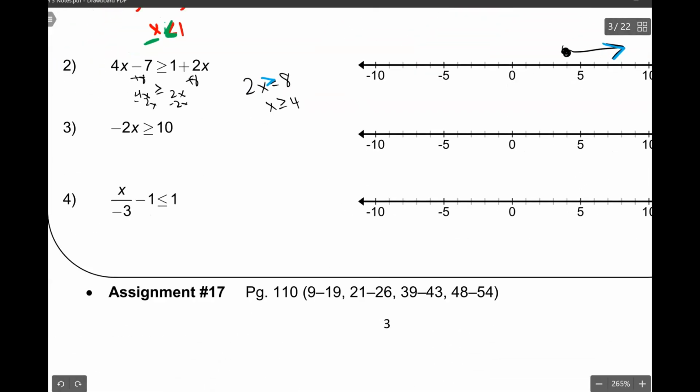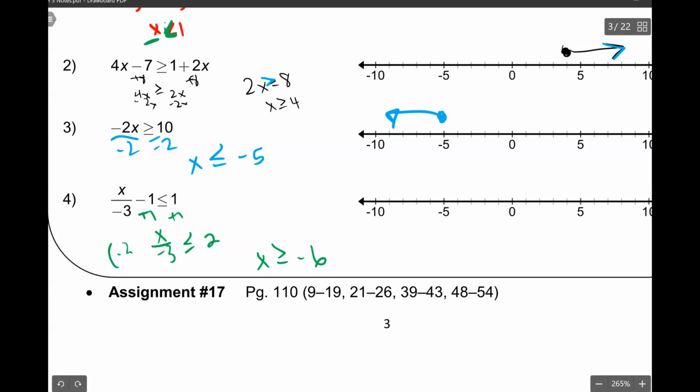Alright, here's a little more difficult one. When we divide by a negative number, you flip which direction your inequality is going. Divide or multiply by a negative number on both sides, and you're going to flip which direction your inequality is going. Alright, order of operations. X over negative 3 is less than 2. So multiply both sides by negative 3. X is greater than or equal to negative 6. Because we multiplied by negative 3 on both sides, we need to flip the direction of the inequality. So I go to negative 6, make a closed circle, and my arrow goes that way.